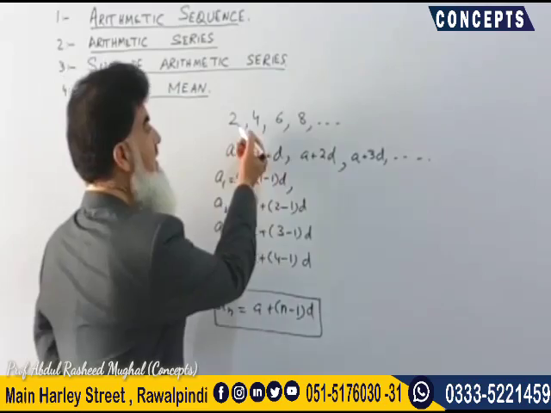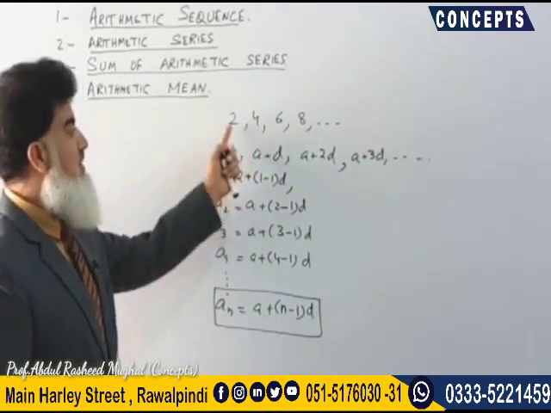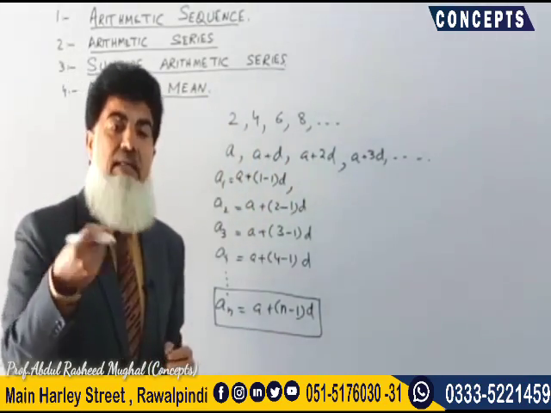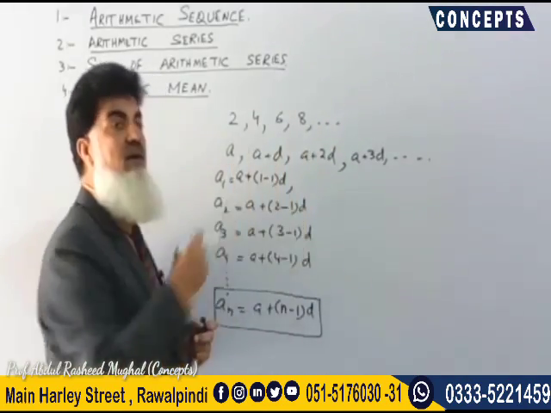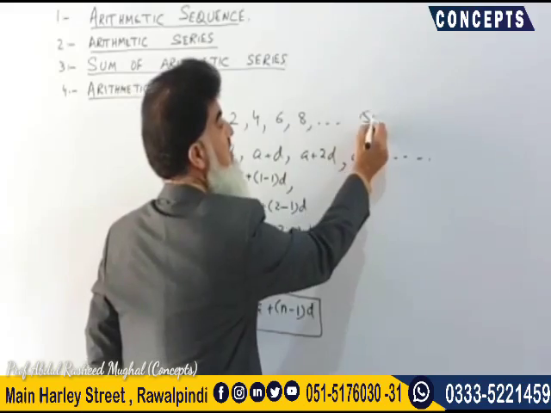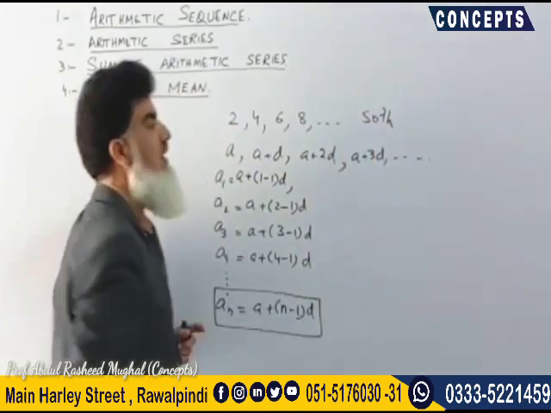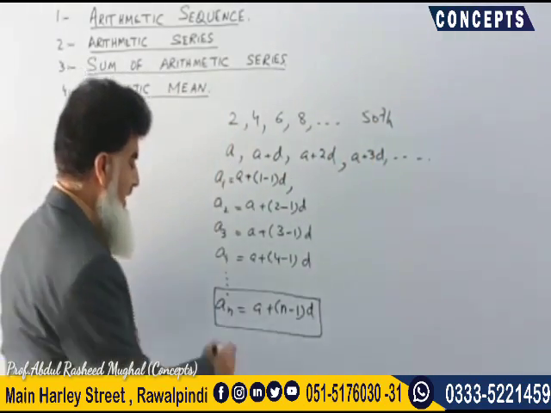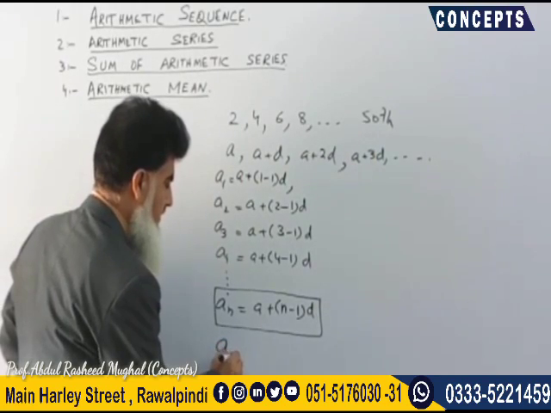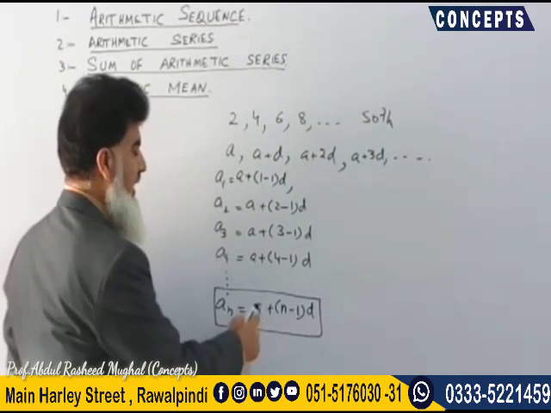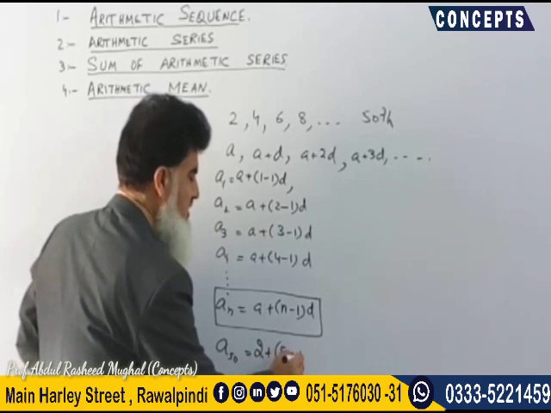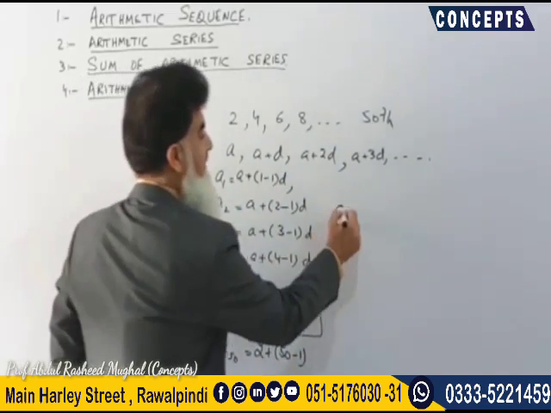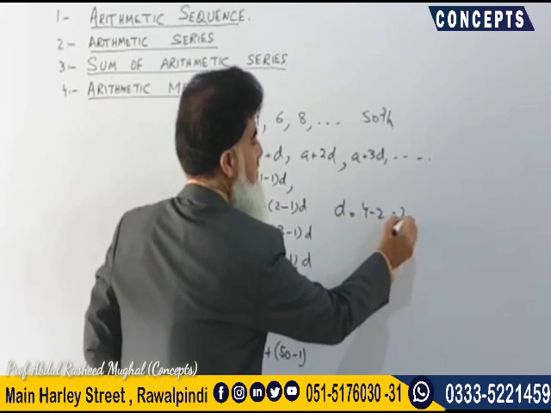For example, in the same sequence, its first term is 2. Common difference incidentally is also 2. And if we are required to find the 50th term of this sequence, A50 will be A, the first term, which is 2, and then 50 minus 1, times the common difference. Common difference 4 minus 2, that is 2.